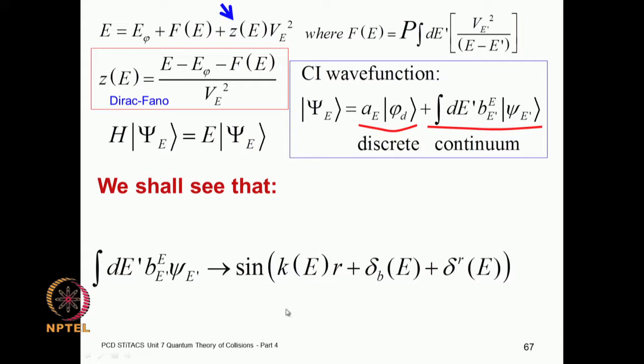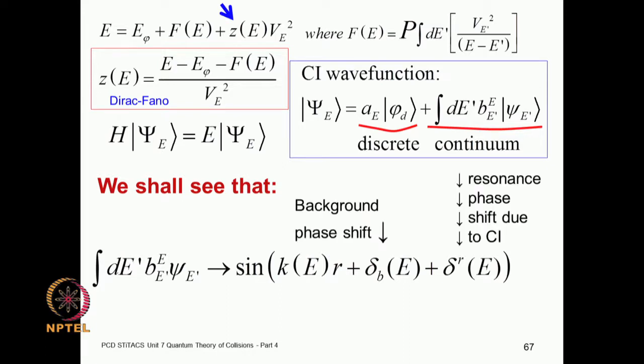You will remember that this goes as sin(kr plus delta), right? So you have got the sin kr, k depends on energy. So it is sin(kr plus delta), where delta is a background phase shift. But then there is an additional phase shift which is coming from the configuration interaction. This is the resonant part. Okay? So there is this additional phase shift which is coming because of the time delay that the electron may get bound into the doubly excited bound state for some time before it escapes into the continuum. So you have got a background phase shift and then a resonant phase shift due to the configuration interaction.